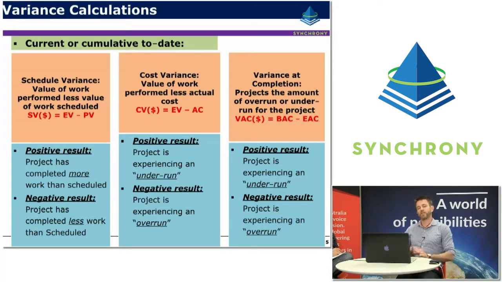Variance at completion is sort of projecting that out and looking at the end of the project and saying, what are we going to project at the end? Are we projecting that our overall cost is going to be over the budget or less than the budget? Once again, a positive result, meaning that the project is experiencing an underrun or spending less money than budgeted. A negative result, meaning that we're experiencing an overrun and likely to overspend.